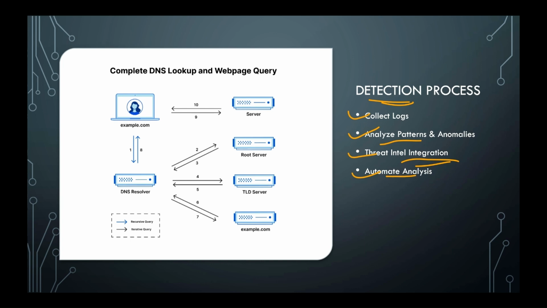Number four, automating DNS log analysis. Since manual analysis can be time consuming, consider automating the detection of malicious activity in DNS logs using the following methods. Create alerts. Set up alerts in your SIEM to notify you when certain patterns are detected, like when a specific domain is queried or when TTL values are unusually low. Number two, use machine learning. Implement machine learning models that can detect anomalous DNS behavior based on historical activity. These models can automatically detect outliers and reduce false positives.